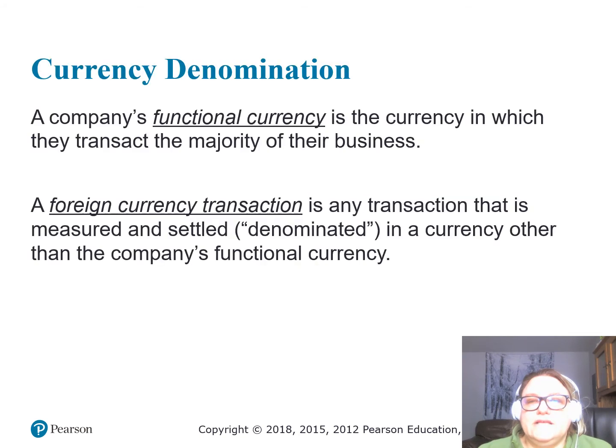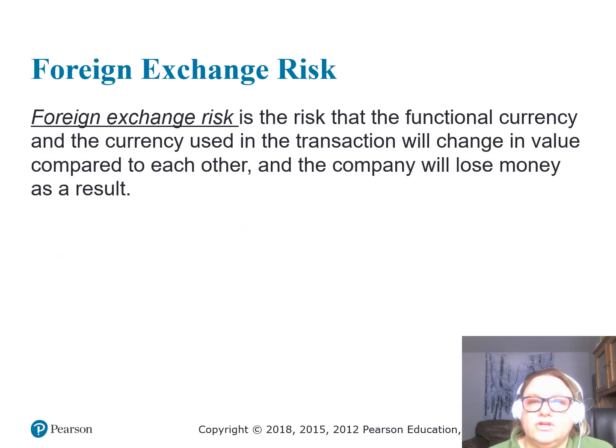So let's look at sales and purchases in foreign currency. So the functional currency is the one in which they transact the majority of their business, like the dollar or the pound. The foreign currency transaction is any transaction that's settled in something other than their main currency. And it gets a little complicated because some of these companies that we're dealing with are international.